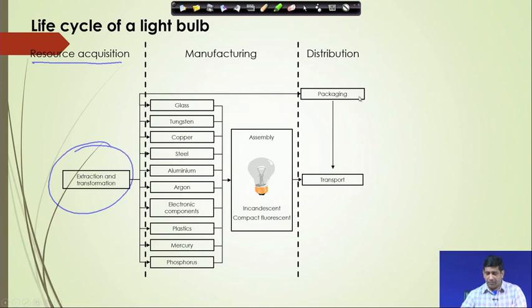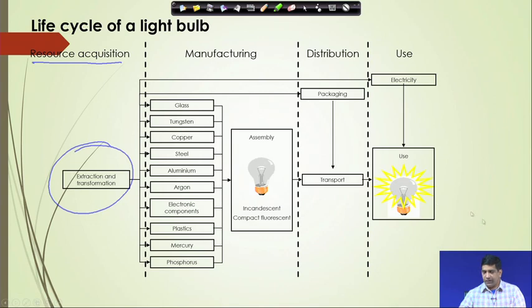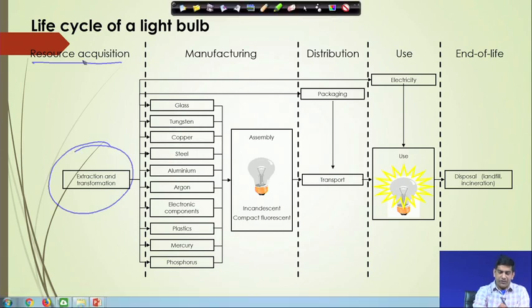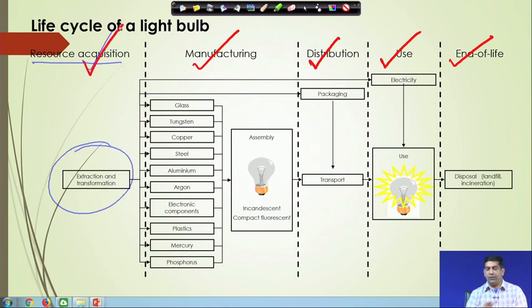Then the bulb has to be packaged and transported, then it will be used, and it will be using electricity to do that. Then finally, end of life disposal. So, those are the different stages. First is the resource acquisition stage, then the manufacturing stage, distribution stage, use stage, and end of life stage. So, we are looking at 5 stages here: resource acquisition, manufacturing, distribution, use, and end of life.